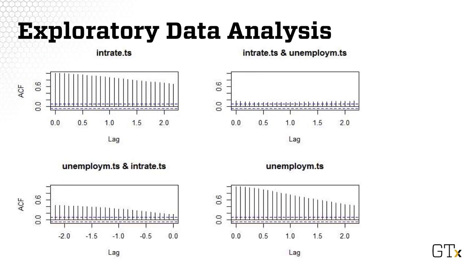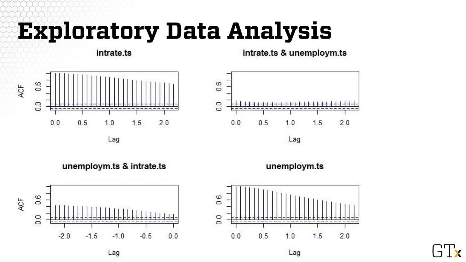The correlation plots are here. On the diagonal, we have the autocorrelation plots for the two time series. Off diagonal, we have the cross-correlation plots. The autocorrelation plots indicate that neither of the two time series is stationary since the autocorrelation decreases slowly with the increase in the lag. The cross-correlation plots are different.